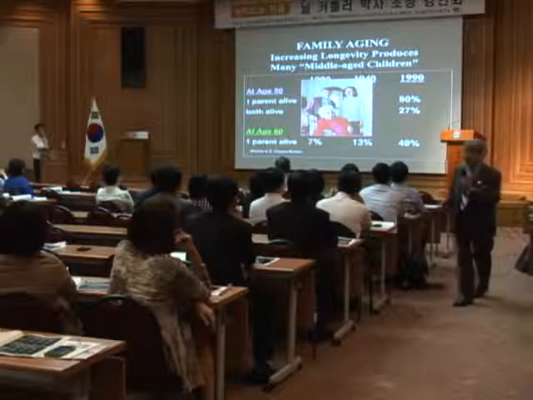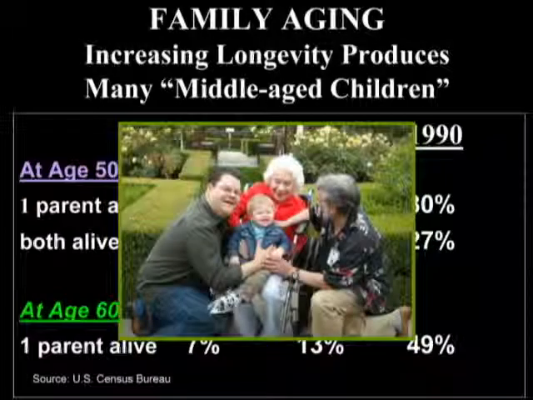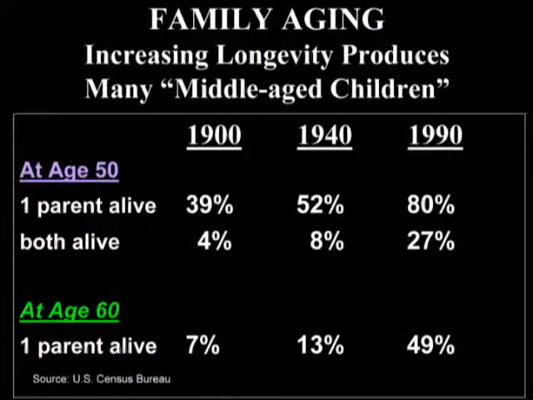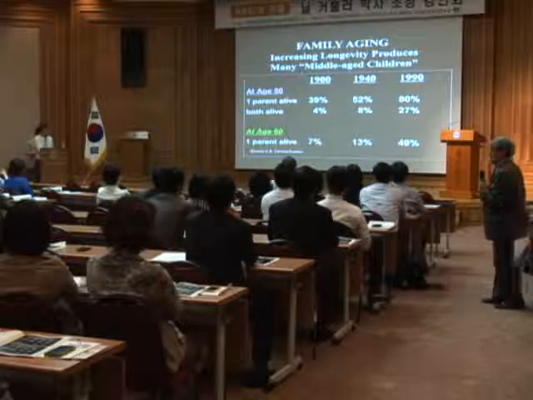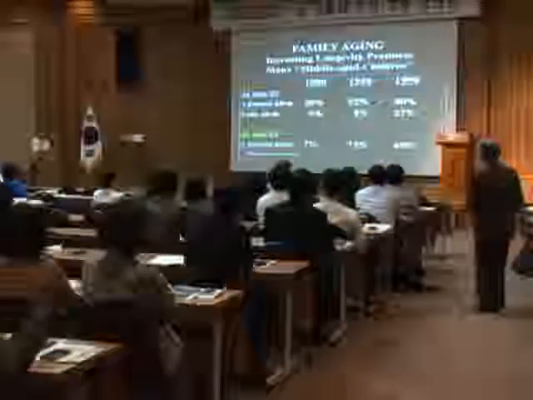So we were a three-generation family. And I soon became a four-generation family and a grandfather. But I was the generation, like some of you, the generation in the middle. And so now I look at the data. At age 60, only 7% in 1900 of 60-year-olds had one parent alive, and almost half by 1990.